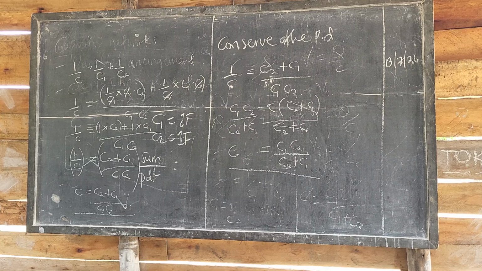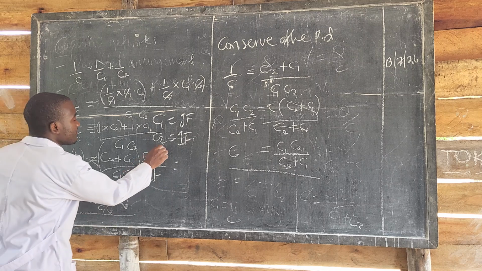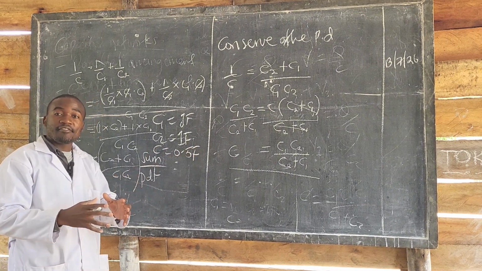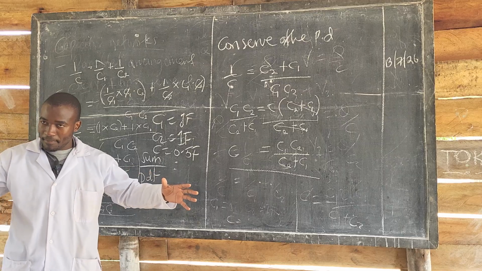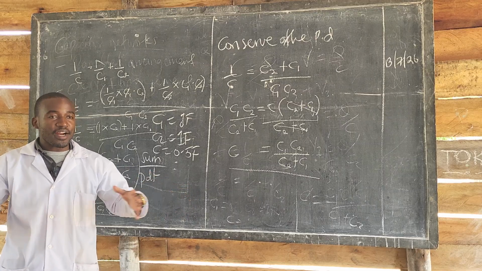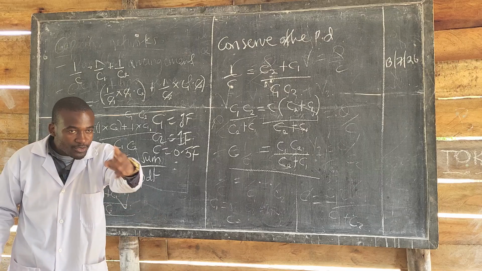What do you get as C? C is a half, 0.5. Right? Which means that if I have a number or numerous capacitors, are we together?